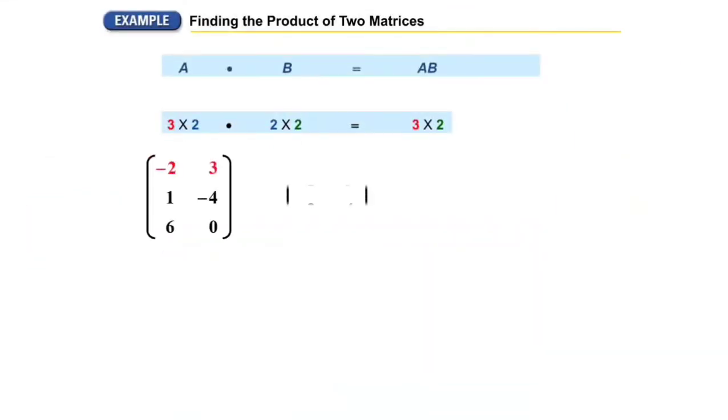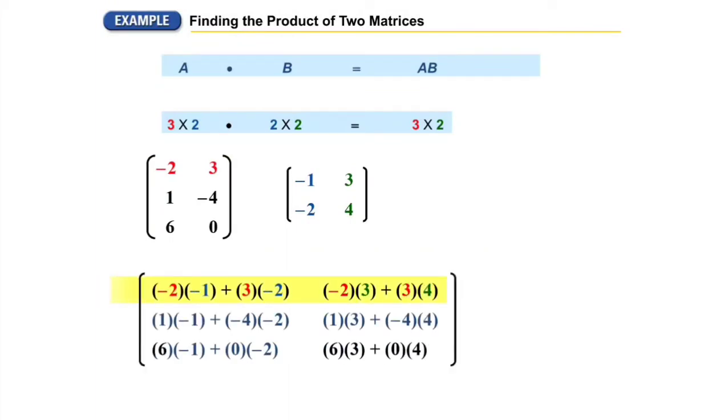Now here A is 3 by 2. The order of A is 3 by 2. Order of B is 2 by 2. Here the number of columns of A is equal to the number of rows of B matrix. Both are equal, 2 is equal to 2. Then the order of AB is 3 by 2. Now substitute the values of A and B.